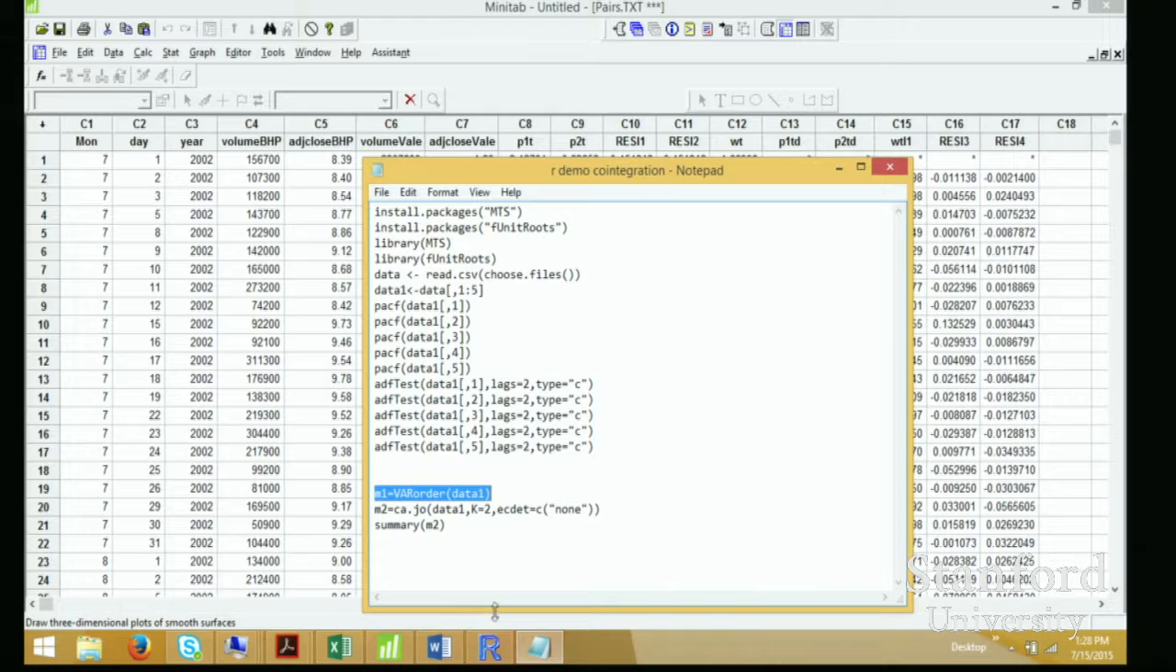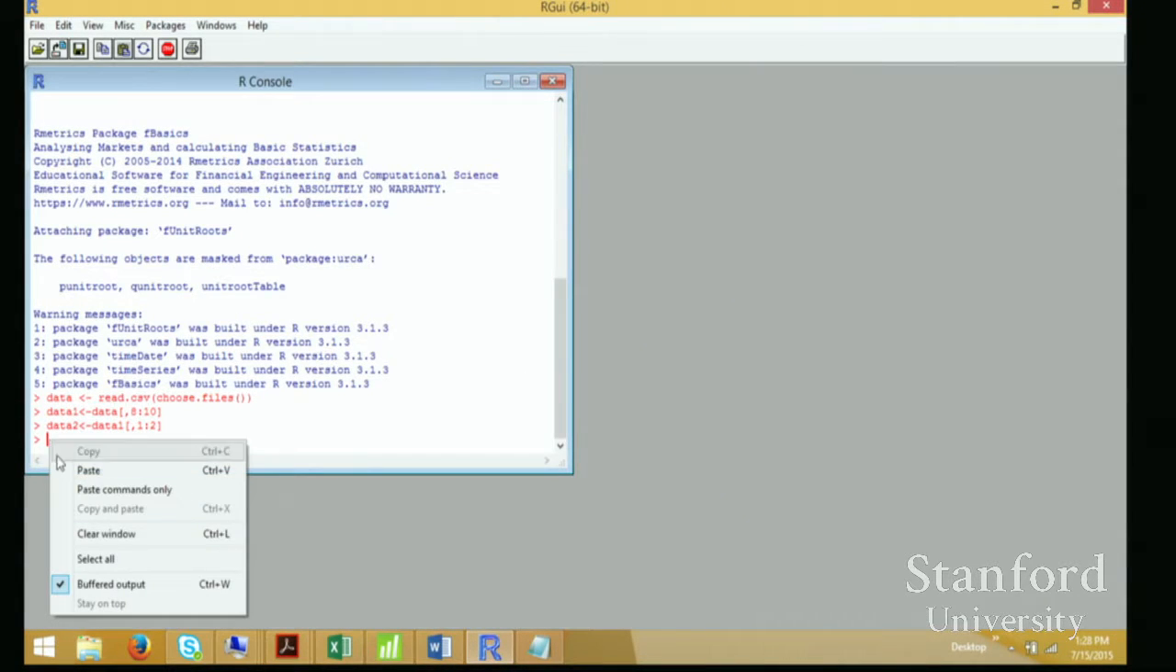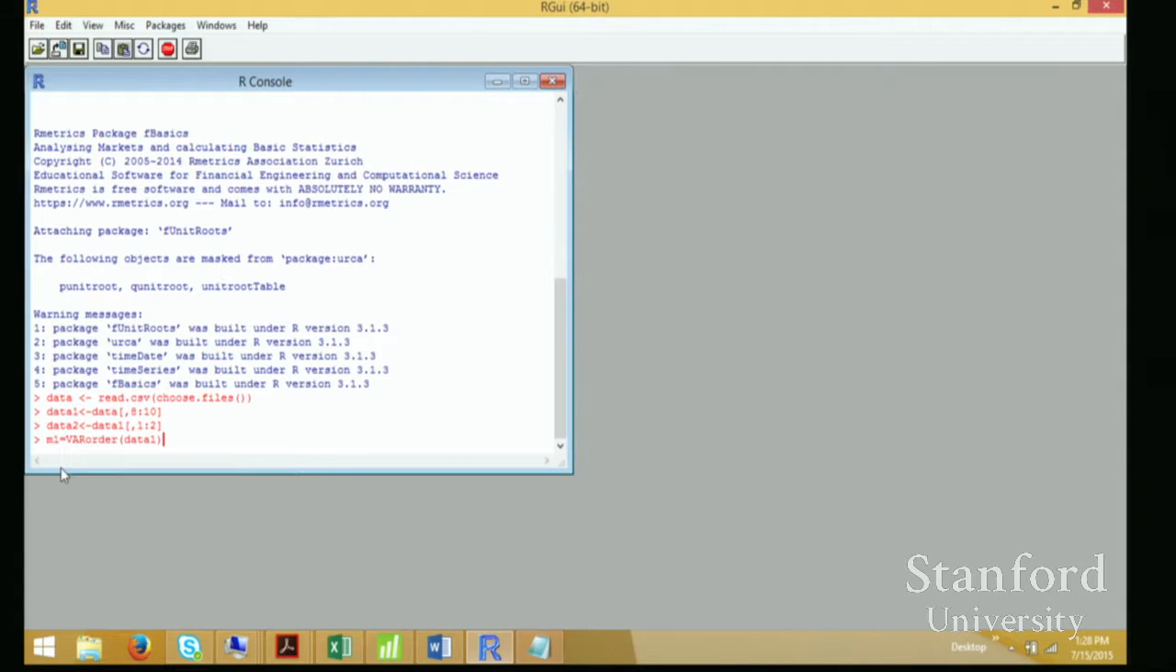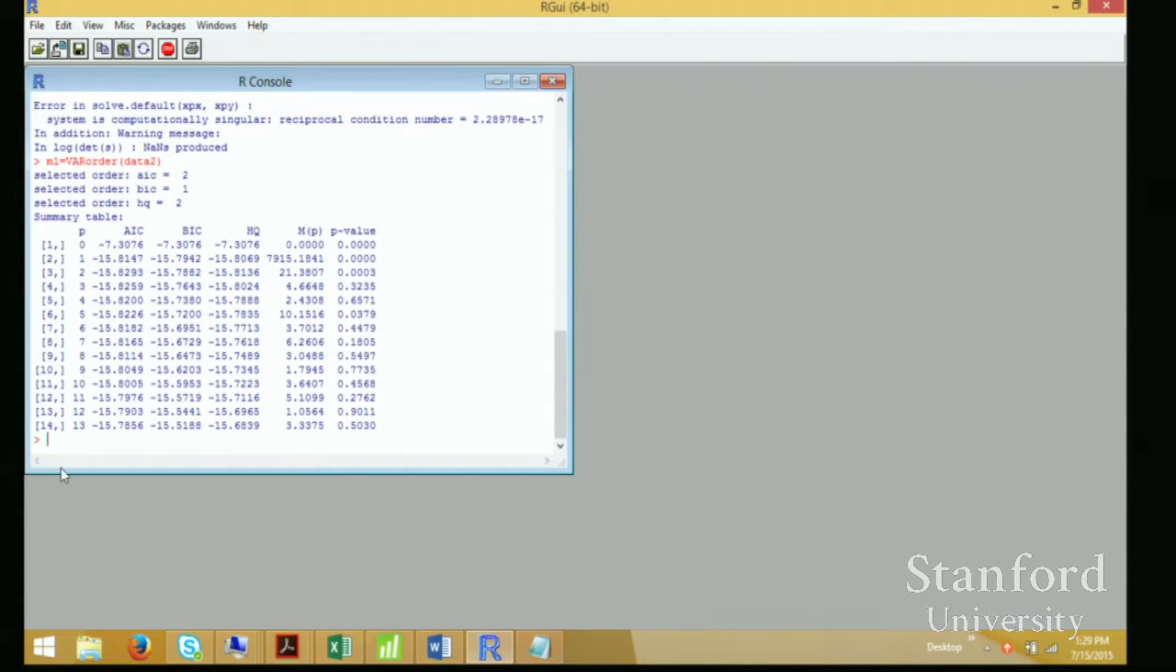Copy. So essentially I'm taking the data that I have, P1T and P2T. I want to see how much vector autoregressive lag I need to put it here. What happened here? Sorry, it should be data 2. So that's what you see.